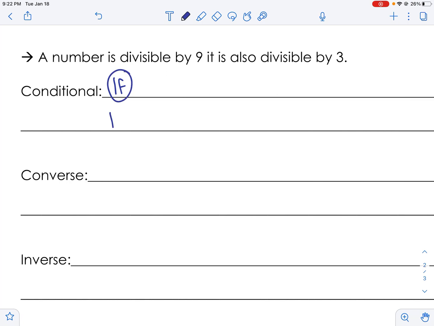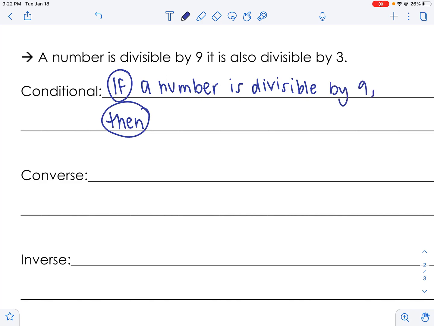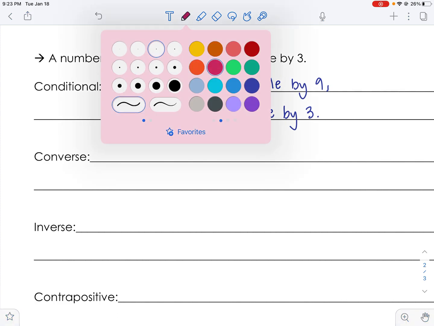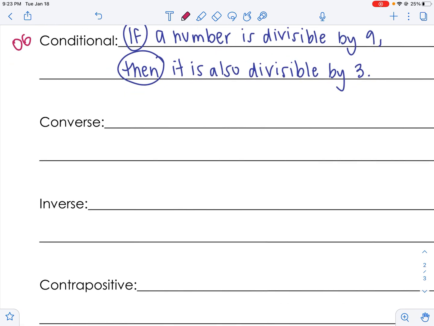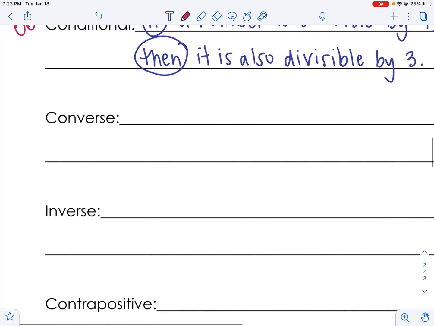So if I rewrite this as a conditional with the words if and then, I'm going to say if a number is divisible by 9, then it is also divisible by 3. Okay, so that's my original, that's my conditional, that's what I'm going to go back to as I write my converse, inverse, and contrapositive.